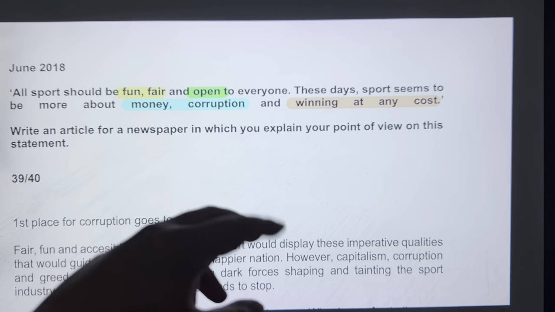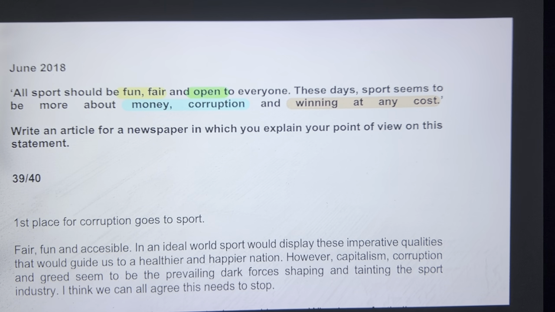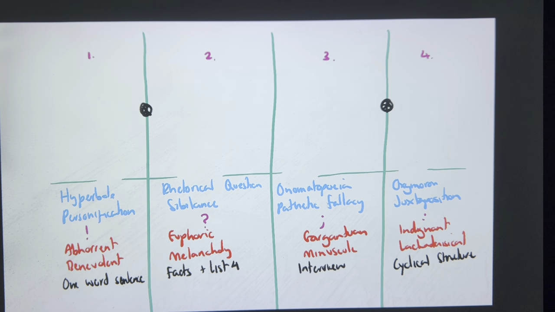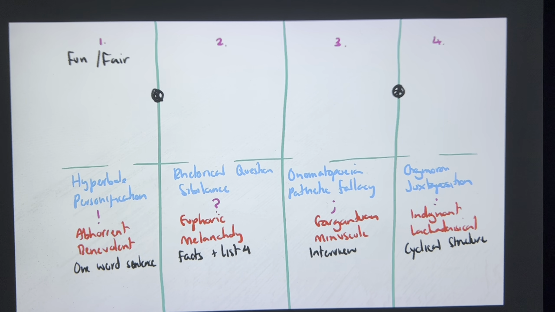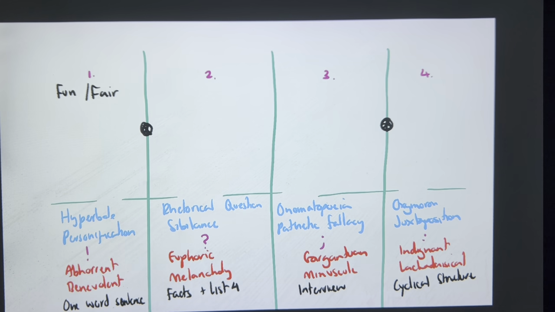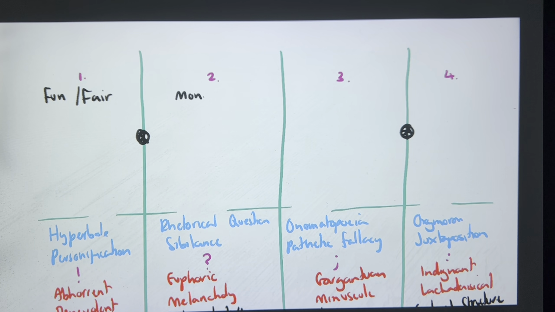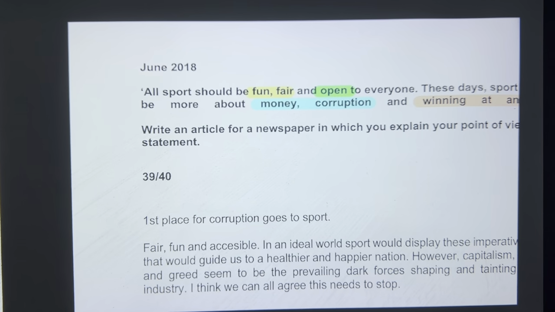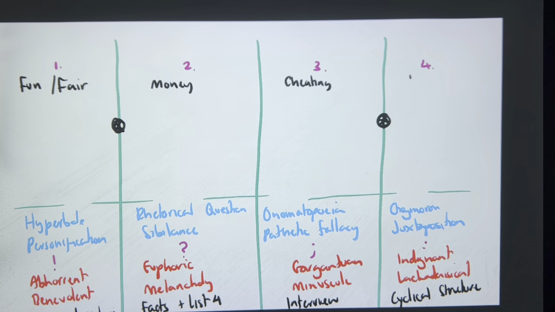Write an article for a paper in which you explain your point of view on this statement. I'm going to do paragraph one. Paragraph one, guys, I'm going to say that yes, sports should be fun, and sports should be fair. Paragraph number two, I'm going to talk about how unfortunately today sports is all about money. Paragraph number three, I'm going to talk about how there's a lot of cheating, and this is the idea of winning at any cost. And paragraph number four, I'm going to talk about how sports should be inclusive.